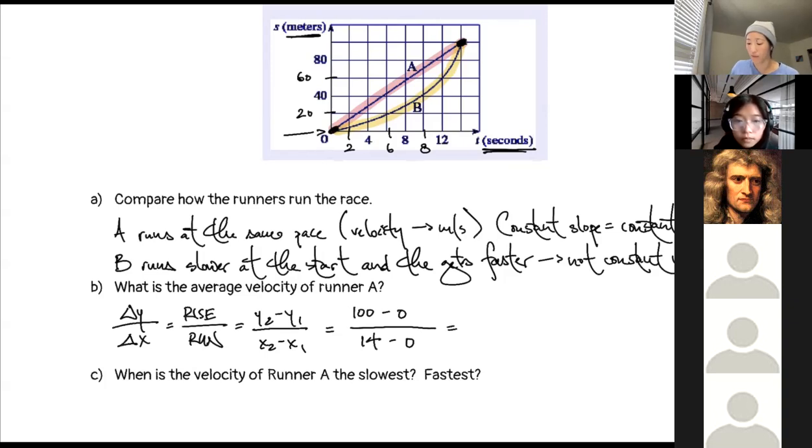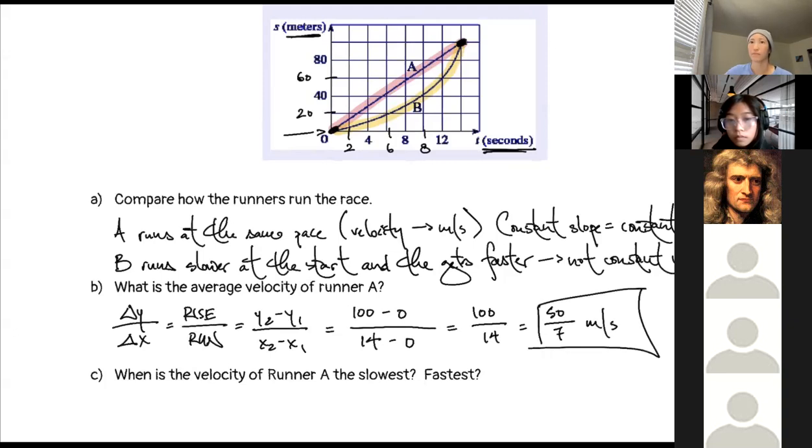So I know we don't need to write 0 over 0 and 0 here this time, but we might encounter other situations where that first point does not go through the origin. Okay. And so, yeah, we'll get 100 over 14, or let's reduce that to 50 over 7. And the units for this would be meters per second.